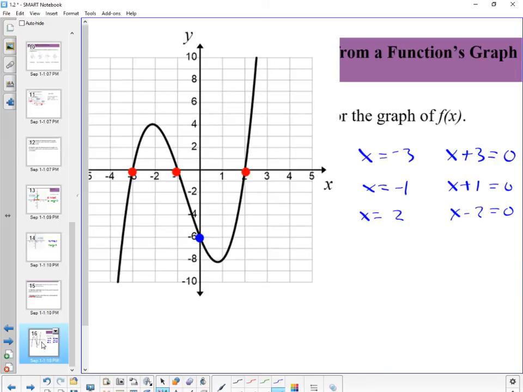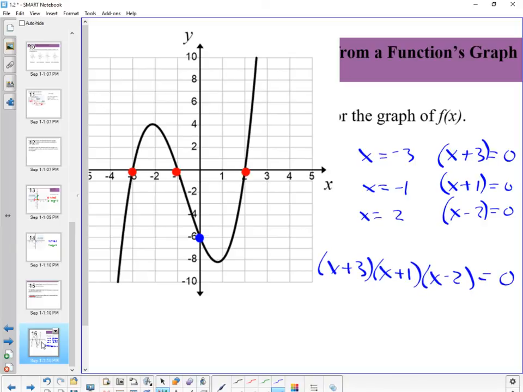At some point last year, you should have used what's called the zero product property. You guys remember the zero product property? If you had two binomials and the product of the two equals 0, then one was 0 or the other one was 0, correct? Well, guess what? These guys are binomials, and they're all equal to 0. Therefore, I can take x plus 3 times x plus 1 times x minus 2. That product should equal 0 because they all equal 0, don't they? And once I distribute this all out, that will give me the function to this bad boy.